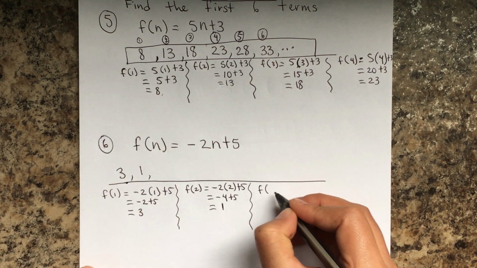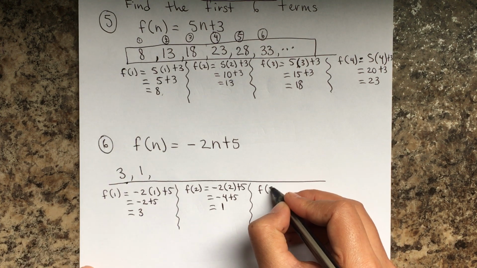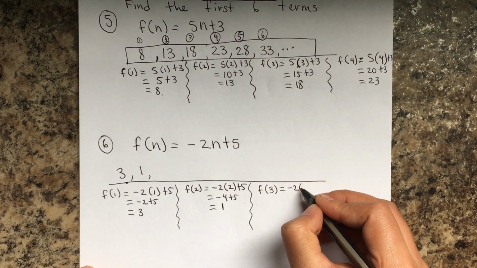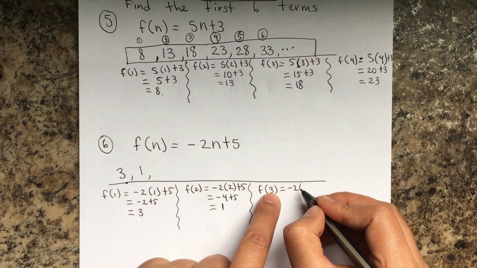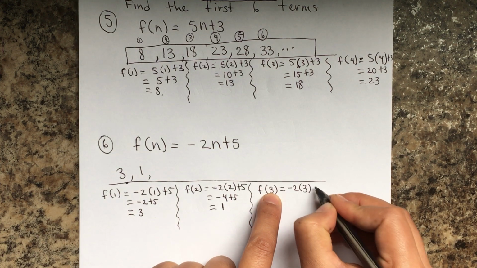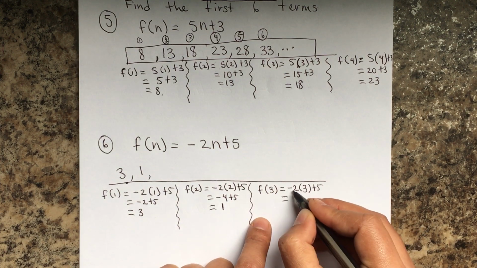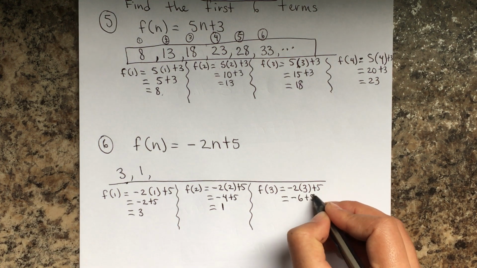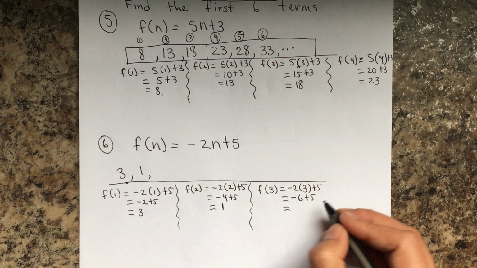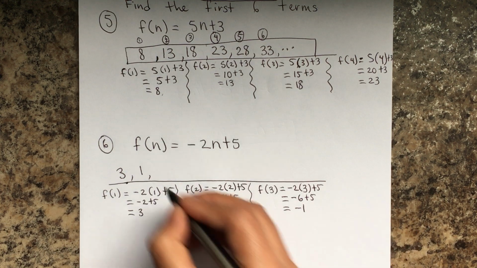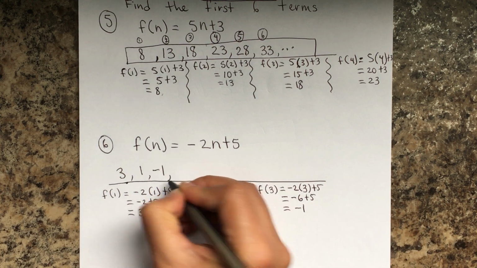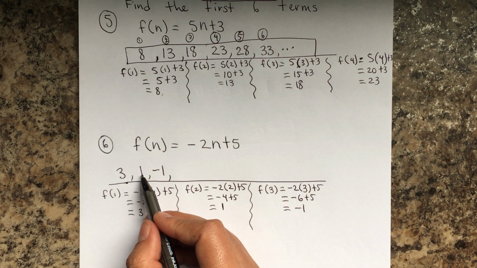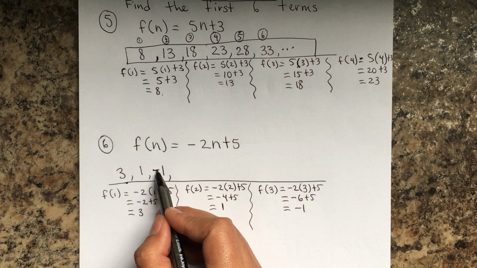We'll see. F of 3 equals negative 2 times, replace the n with that number, so it's 3 plus 5, and negative 2 times 3 is negative 6 plus 5. Negative 6 and positive 5 is negative 1. So am I subtracting 2? Minus 2 equals 1.